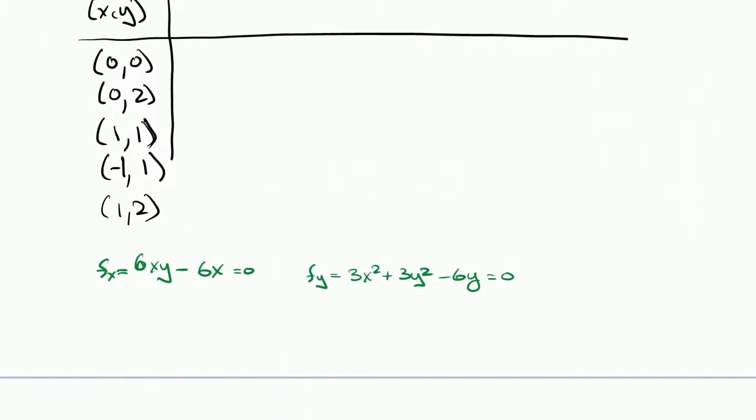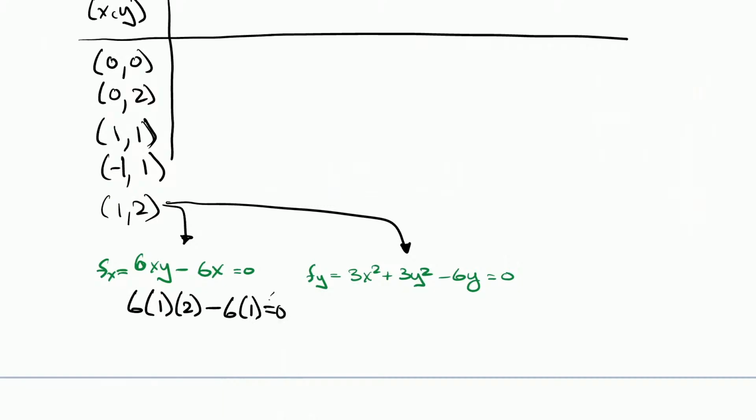Okay, so if 1, 2 is on the list, what it means is that it should make both of those equations true. So we can check to see if 1, 2 belongs on the list. Let's do it. Let's plug 1, 2 into the first equation. You get 6 times 1 times 2 minus 6 times 1.